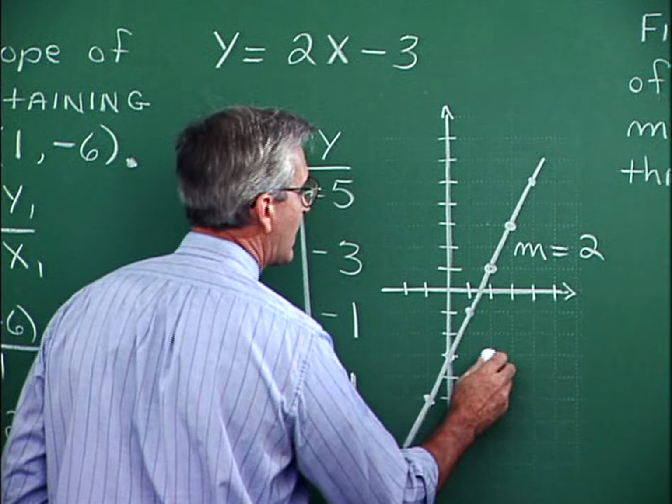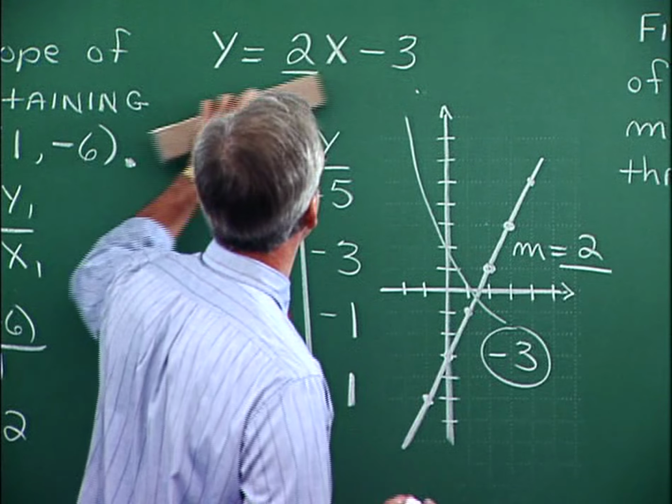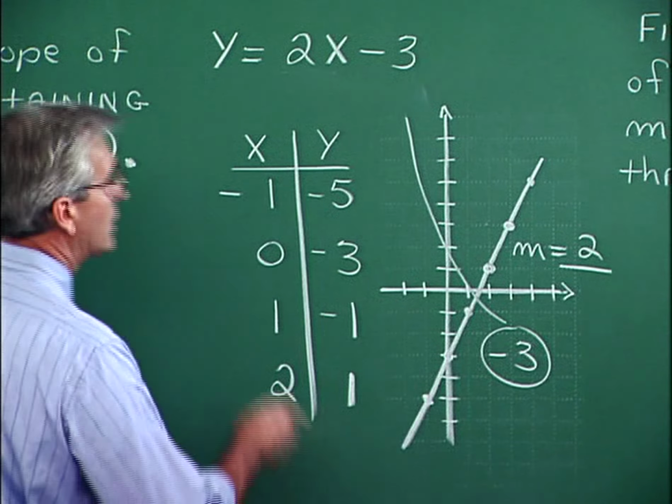Wow, what a coincidence. Well, it's not exactly a coincidence. It turns out that anytime linear equations are in this form, the coefficient of x will give the slope of the line and the constant will give the y-intercept. And that's why this form of the linear equation is cleverly called the slope-intercept form. So the slope-intercept form of a linear equation is a real handy form because it gives so much information.